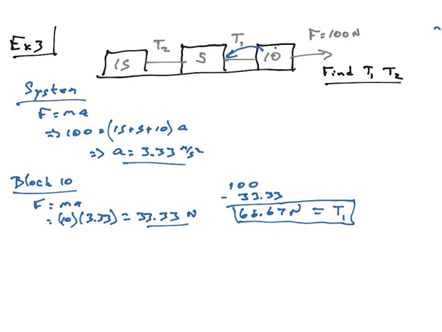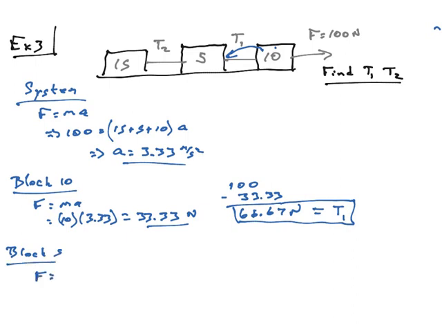Let's look at block 5. He's going to be given a certain amount of force, 66.67. He's going to use a certain amount. If I take away from the 66.67 how much he uses, the leftover is what he will give to the last block. So, block 5.